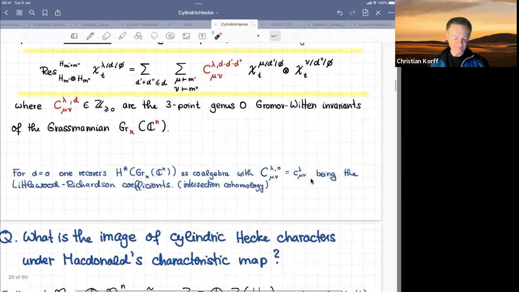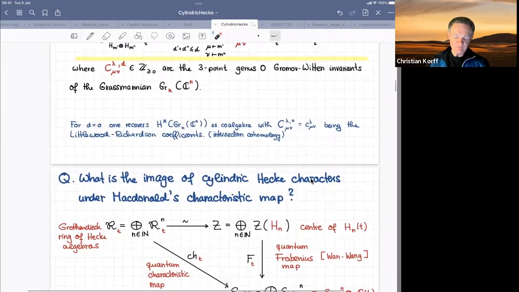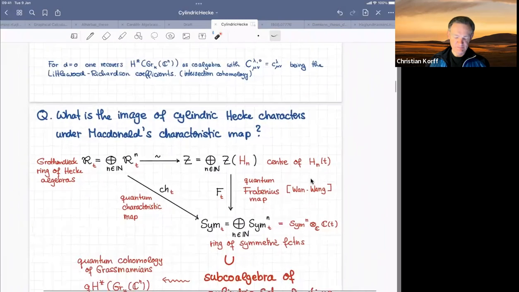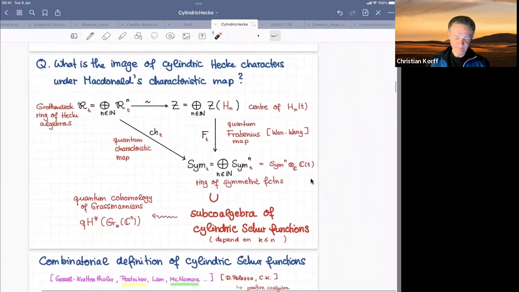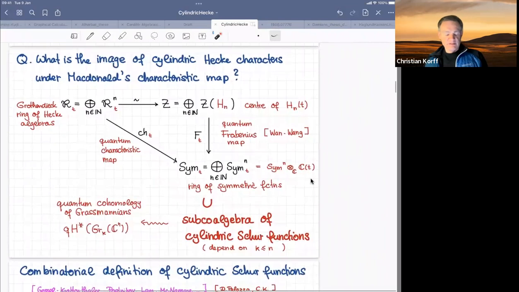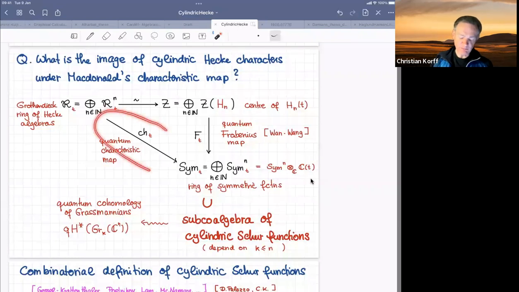So I think I have 4 minutes left. So let me motivate this a bit more so that it doesn't fall completely from the sky. This was really motivated by previous work with one of my PhD students, David Palazzo. After we have defined the cylindric Hecke characters, we can ask about the characteristic map of Macdonald, which tells us how to map the cylindric Hecke characters, which live up here, into the ring of symmetric functions. What are the symmetric functions which come out of this?